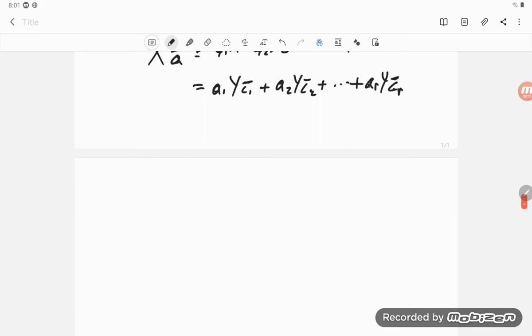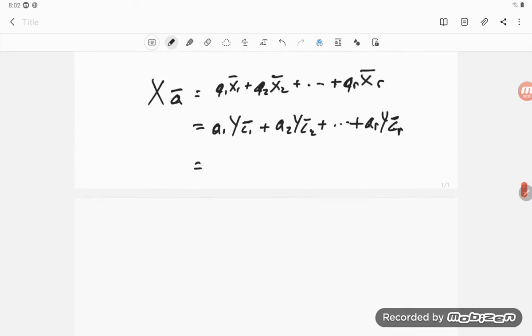But now I can use my properties with the matrices and in scalar multiples and so forth, so that I can write this. Actually, I can fit it here, I guess. So yc1 is just a vector, and yc2 is just a vector, and so forth.